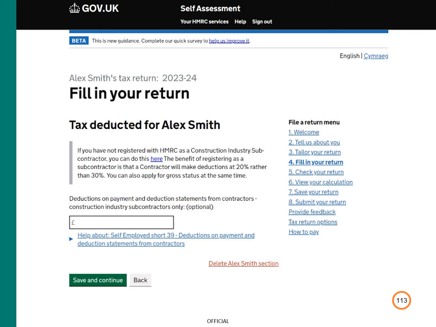So this page is for tax deducted. Only complete this page if you're in the construction industry scheme. This is where you show the total amount of deductions made by contractors in the year. You'll find these on payment and deduction statements the contractor gives you, but don't send these with your return.